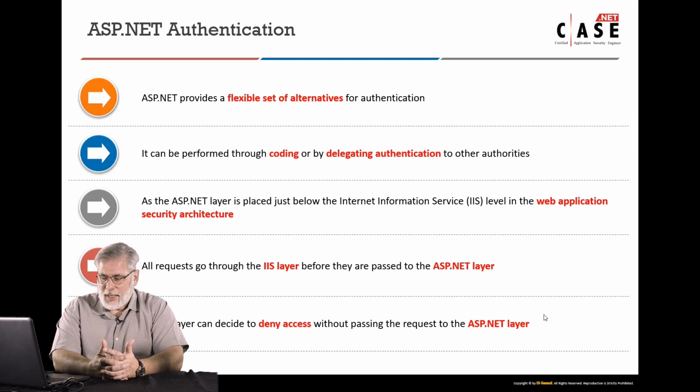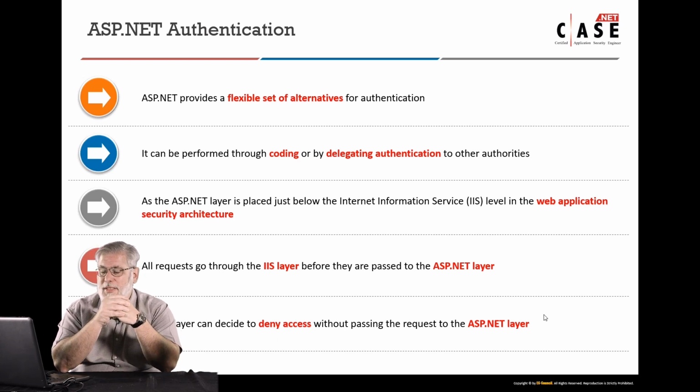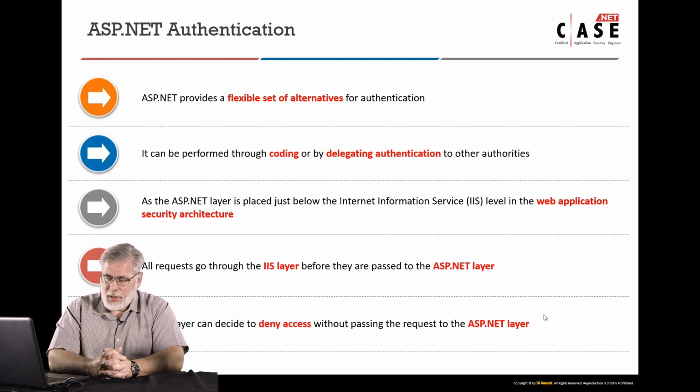The ASP.NET layer is just below the IIS, Internet Information Services layer, in the web application architecture. So basically what this means is this is the part you have the most direct control over as a programmer. All of your requests are going to still go through that IIS layer before they get passed to ASP.NET. Now, what does that mean? Well, put simply, your ASP.NET web application is running on an IIS server. So IIS will do some processing before your web form sees any data. So the IIS layer could make some decisions on denying access without even passing that request to ASP.NET.